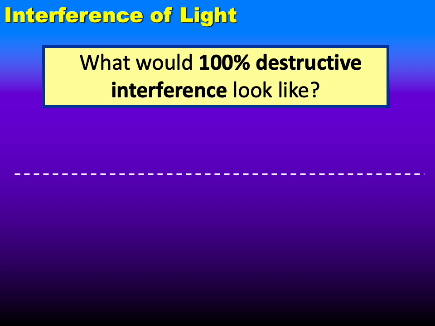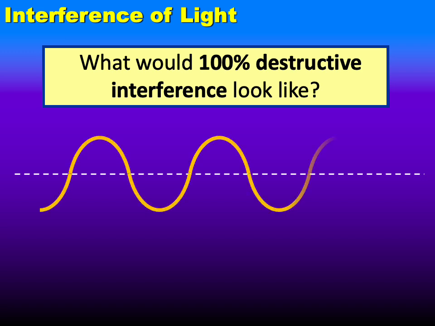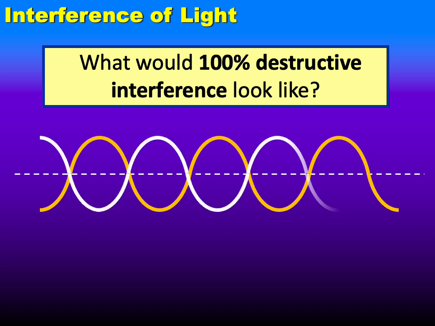Just like in the destructive interference pattern that was shown, you would have a wave. You would have crest, trough, but you would have the opposite part of the wave meet from that second wave. So it's always crest to trough, and what makes it 100% is that their amplitudes are the same.